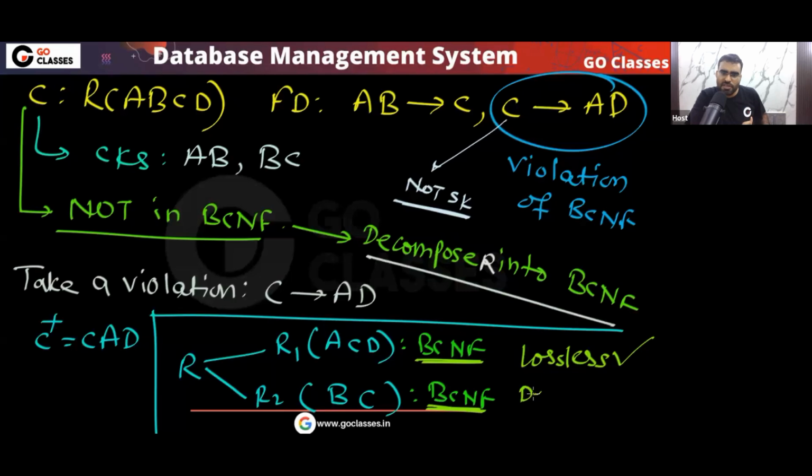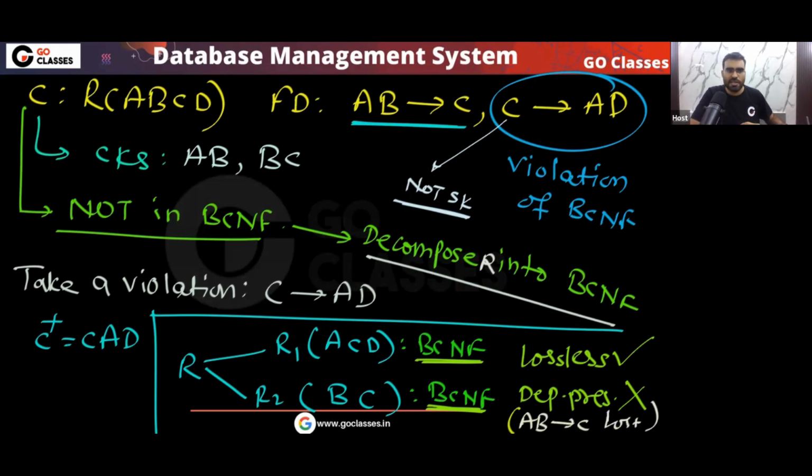Is the dependency preserving? Is this dependency preserving? No. Which dependency is not preserved? You can notice this dependency is gone. AB determining C. This dependency is not preserved, right? R1 union R2 do not preserve this dependency. Dependency preservation is not there because you can see AB determining C is lost.